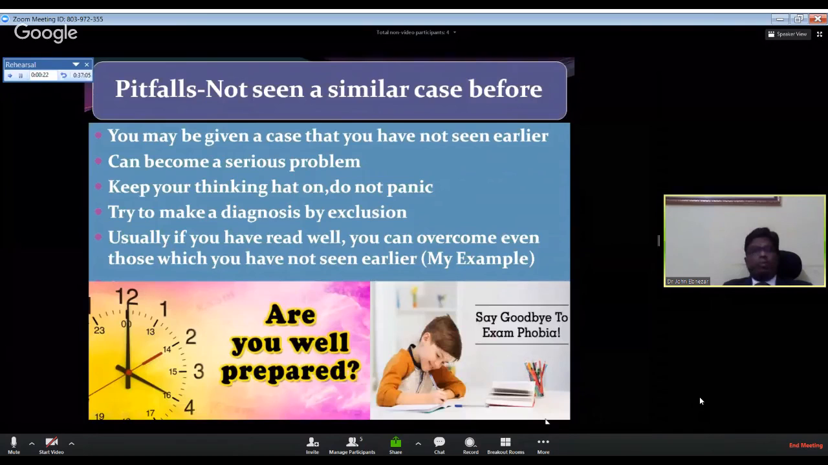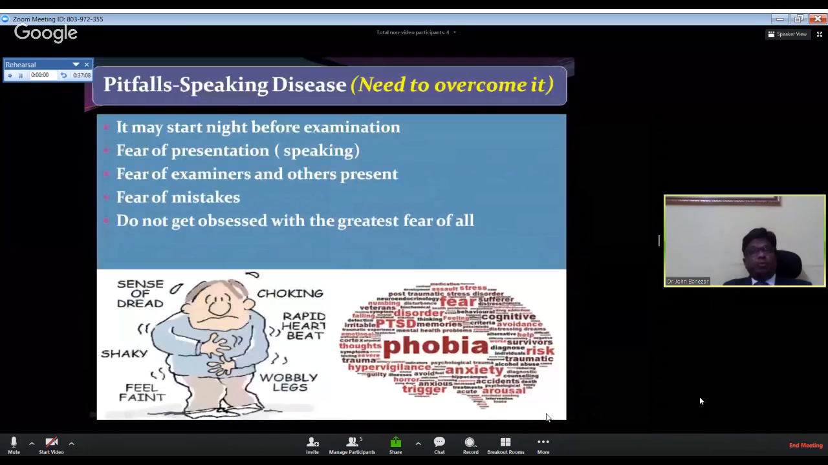And the speaking disease which I told you about is a big problem, so you need to overcome it. It may start right before the examination: the fear of presentation, fear of examiners, and others present in the hall. Fear of mistakes is the greatest fear of all, and you have to try to overcome it.